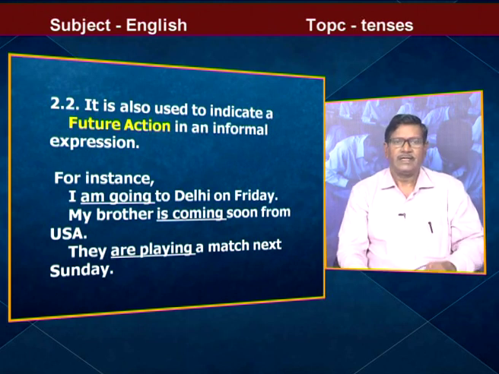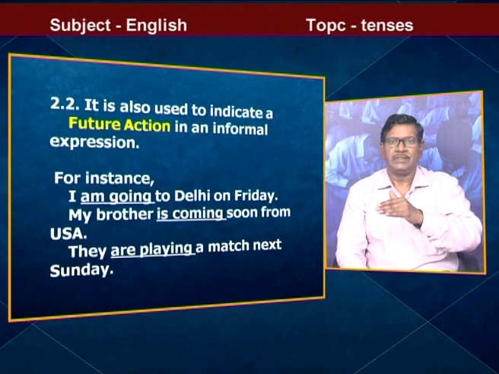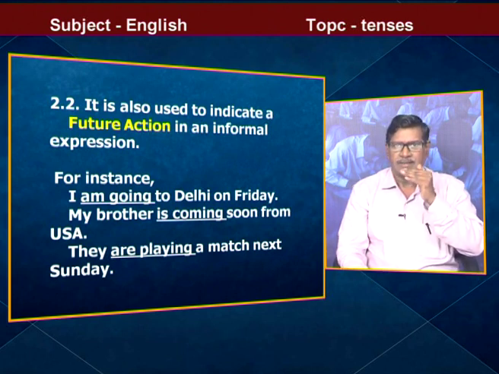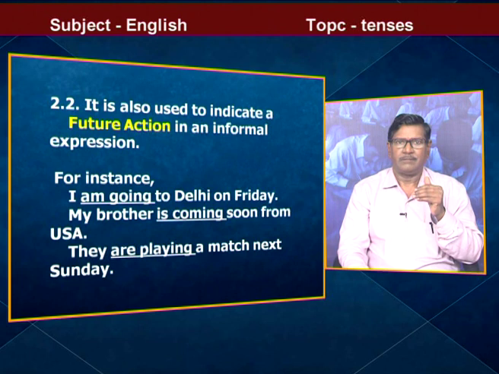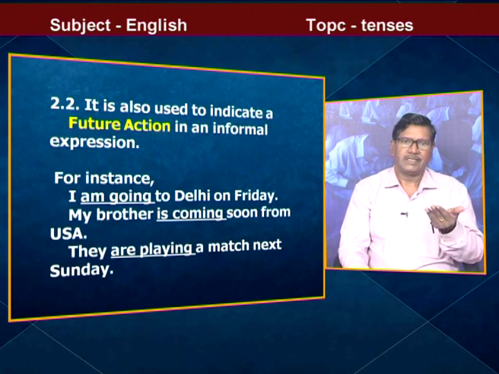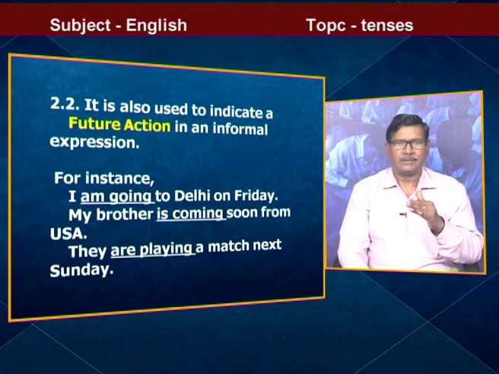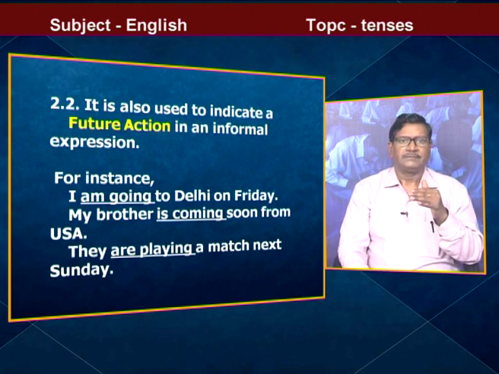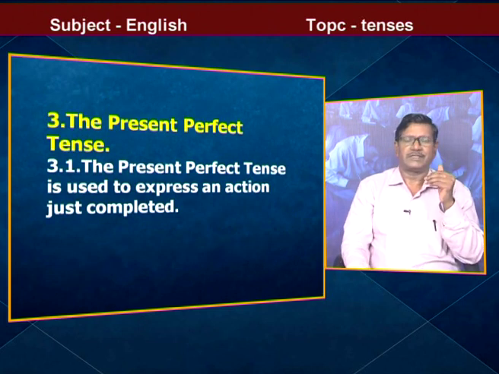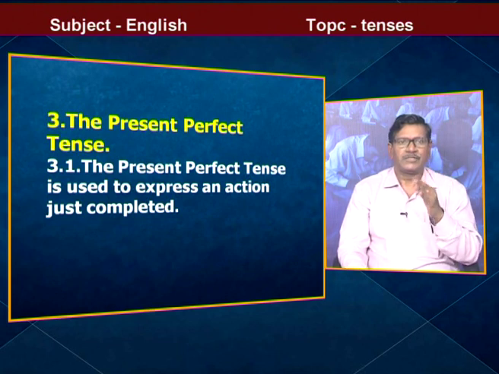So, that way a future action also is expressed by using present continuous tense. Present continuous tense expresses not only action that is going on, but it also expresses a future action. Present perfect tense. It is used to express an action just completed.